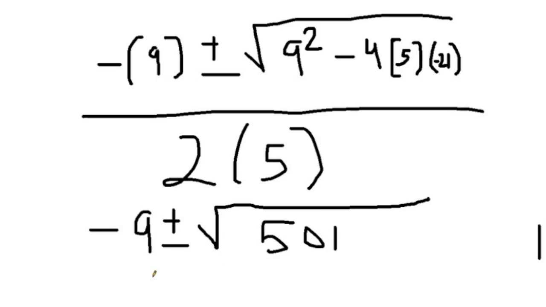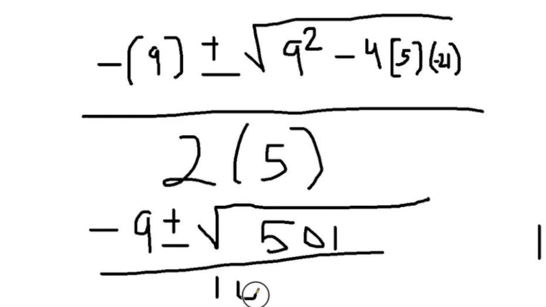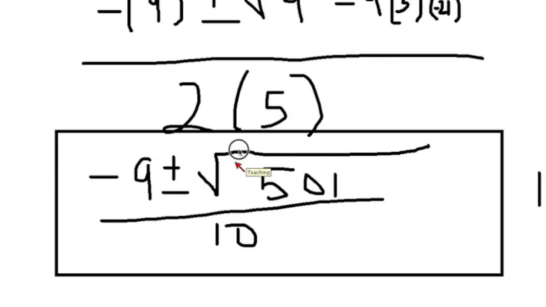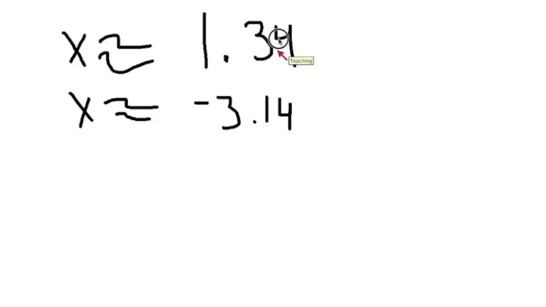All right, over 10. This is your form you get when you do everything up here when you solve, but you never ever leave it like this. You have to do negative 9 plus the square root of 501 divided by 10 on your calculator, and you have to do negative 9 minus the square root of 501 divided by 10. That is how you get your approximate x values over here.